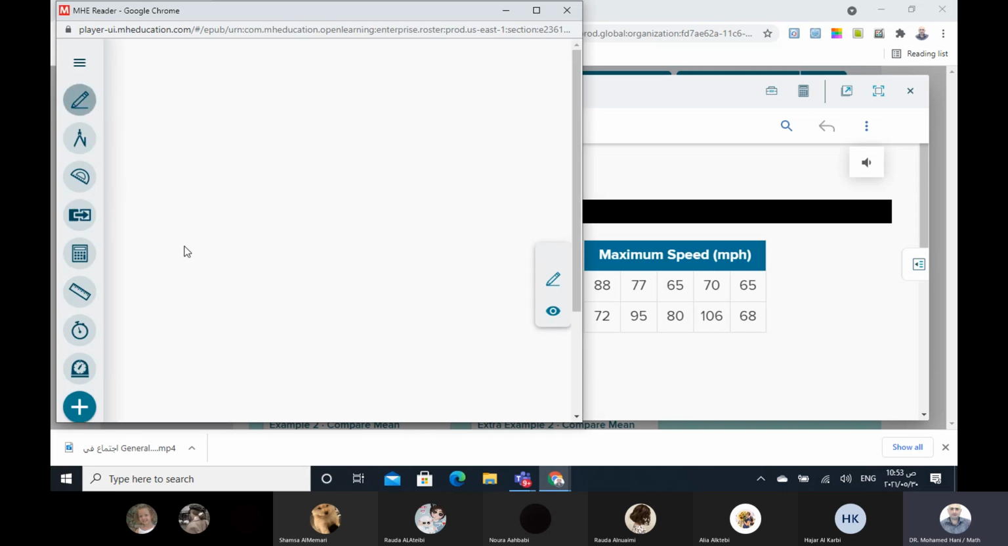To find the mean absolute deviation, M means mean, A means absolute, D means deviation. At the first, find the mean. We have 10 numbers, divide by 10. Then you can add all the numbers.